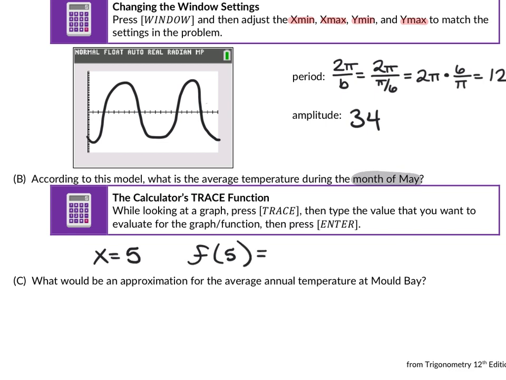Now, I 1000% know that you know how to evaluate functions, and you could just take that number 5 and plug it in. But you already have the graph on your screen. So you're going to use the trace function of the calculator to figure this out. While looking at a graph, press trace, which is in the gray buttons. Then type the value you want to evaluate, which for us is 5, and then press enter. So if I was doing this, f of 5 would be approximately equal to 12.18 degrees Fahrenheit. Is that the number you guys had on your screen? And we can do that really quickly on here just by pressing trace 5.